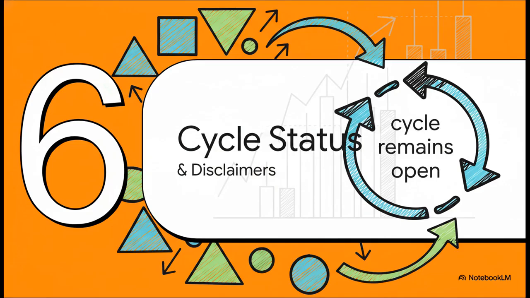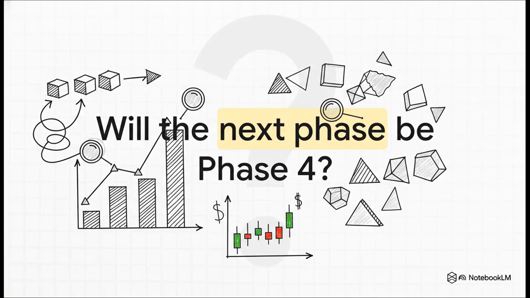According to the source material, this cycle is still considered open, and that leads to one final question. The source documentation kind of leaves us hanging with this open question. After this really interesting sequence of Phase 1, then 3, then 2, it asks, will the next phase be Phase 4? And as people just observing this record, well, that's where the documentation currently leaves us.